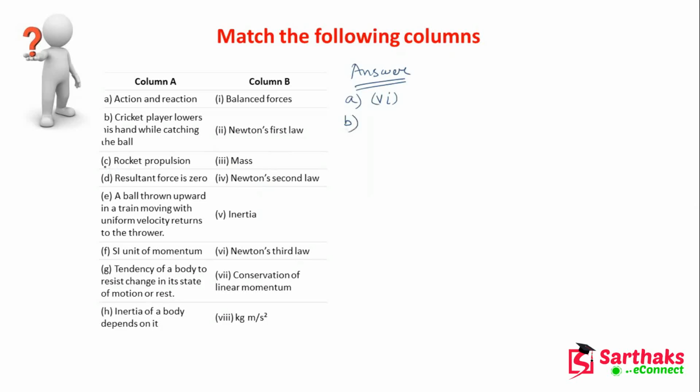Let's solve for B. Here, a cricket player lowers his hand while catching the ball. This example we have already described, why he does this. Here, cricket ball: first is balanced force, Newton's first law, mass, Newton's second law, inertia. So here, it will be Newton's second law.